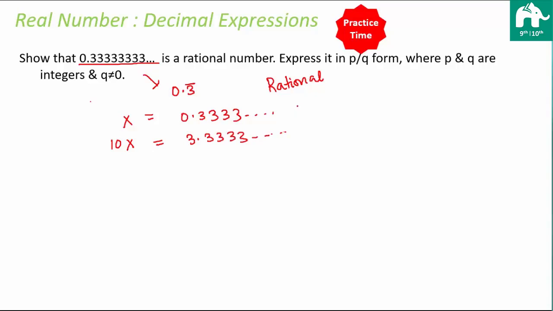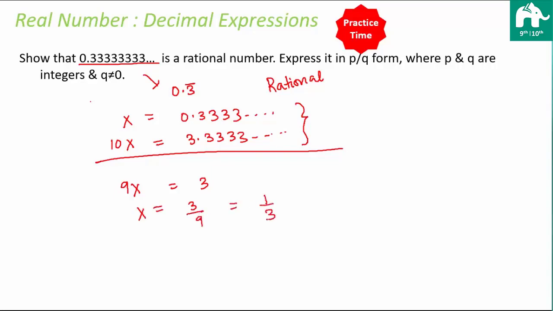Now let us suppose I subtract these two equations, as in I subtract equation 1 from 2. What do we get? We get 9x, since 10x minus x is 9x, and 3.333333 minus 0.333333 will be equal to 3, because the 0.33 goes on till infinity for both of these. So this will become 3. So x will be equal to 3 by 9, which is equal to 1 by 3.